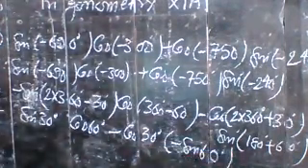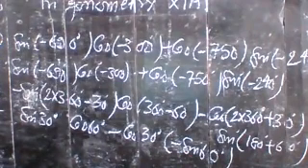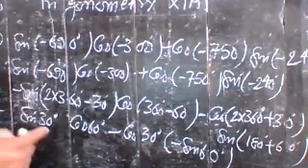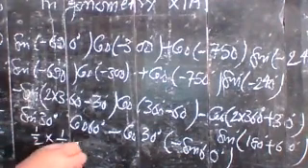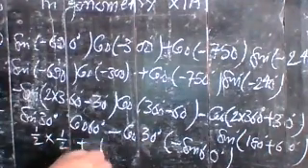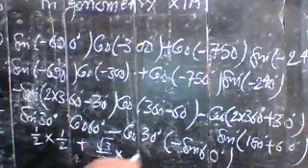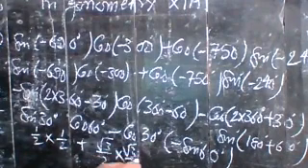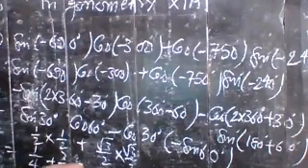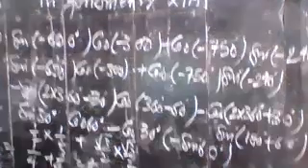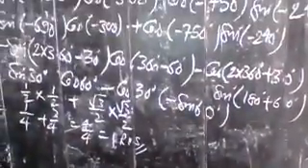Now put the values and simplify, and you will have your answer. Sine 30 is 1 by 2, cos 60 is 1 by 2, plus sine 30 is root 3 by 2 into sine 60 is root 3 by 2. So here you have 1 by 4 plus 3 by 4, which is 4 by 4, equal to 1. That is the right side. So in this way, you can very easily find its value.